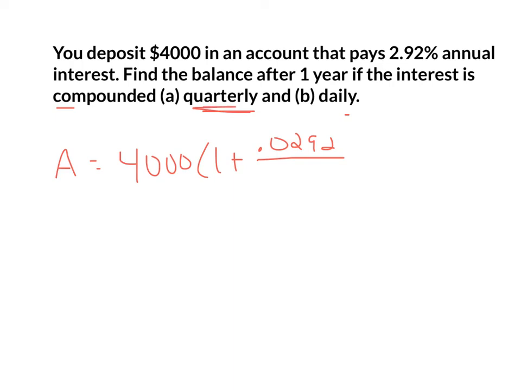It says quarterly. Quarterly is what you think, 4 times a year. The exponent is NT, so it's 4 times T. The time is 1 year, so just 4 times 1. And I'm going to take that whole thing and be very careful, and I'm going to punch it in my calculator. I got this much money right here, $4,118.09.